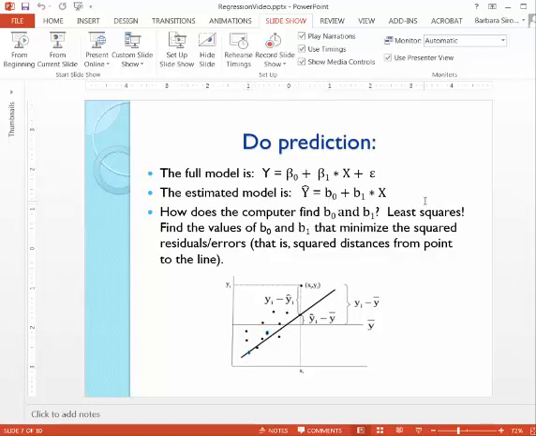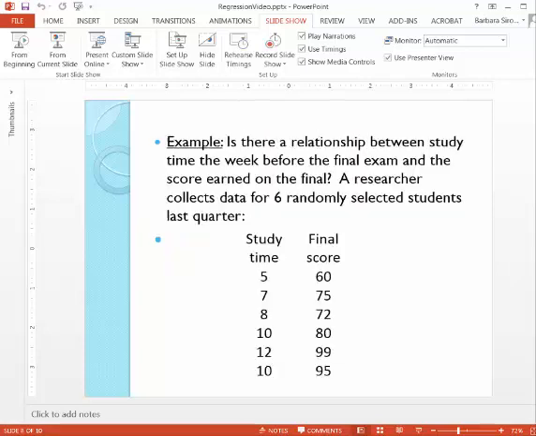This is our line that's calculated by means of least squares. In other words, the computer is going to do all the work for you to give you a B0 and a B1, an intercept and a slope. And again, that's going to give us the line that will fit best through all of these points. So let's start with an example.